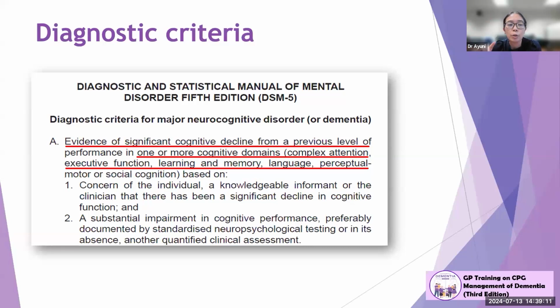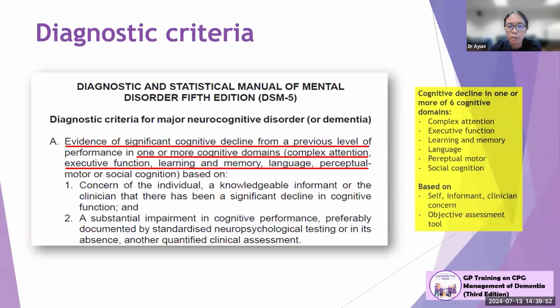Okay, so let's look at DSM-5. I use DSM-5 because it's easier to understand compared to ICD-10. DSM-5 criterion A is evidence of significant cognitive decline from a previous level of performance in one or more cognitive domains. There are 6 cognitive domains here. Based on the concern of the individual, a knowledgeable informant, or the clinician, there has been a significant decline in cognitive function and a substantial impairment in cognitive performance, preferably documented by standardized neuropsychological testing or, in its absence, another qualified and quantified clinical assessment.